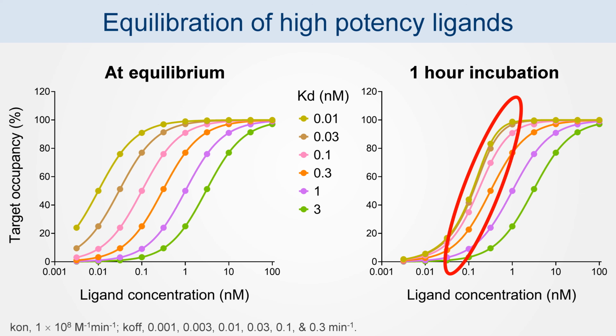Having the wrong affinity can lead to incorrect predictions of drug effect in humans and also in animal models, and we will see an example of this in a minute.